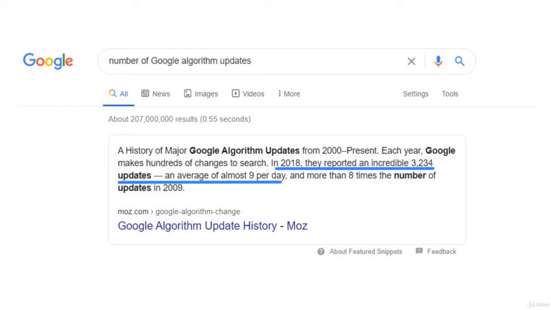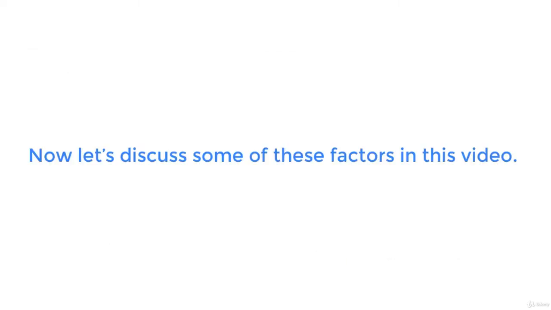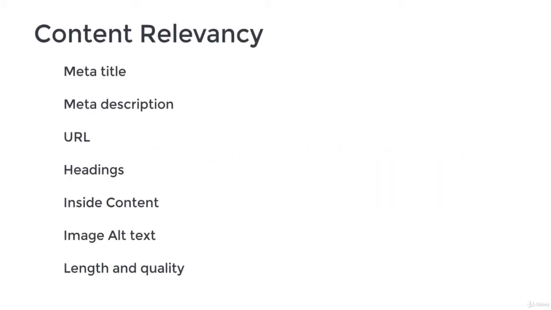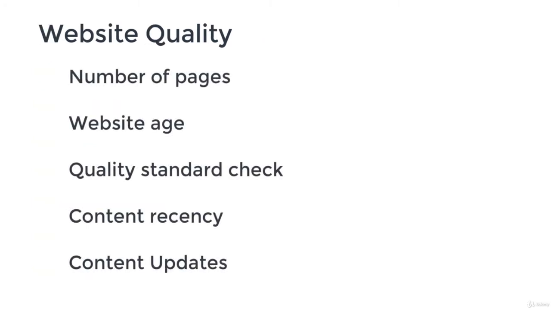Now they not only look at the content of the web page, but they see many other things, and this is done automatically with the help of their algorithm. Now let's discuss some of these factors in this video. First of all, they'll see whether the words that someone has typed in the search box are appearing in the meta title, meta description, in the URL, in the headings, in the content of the web page. They'll also see the length and quality of the content. This will help them identify all the relevant pages in their index. Then they'll see the quality of the whole website, like how many pages it has, how old is the website, is this website following their quality standards, and things like that. They also see how recently the content was published and how many times it has been updated.